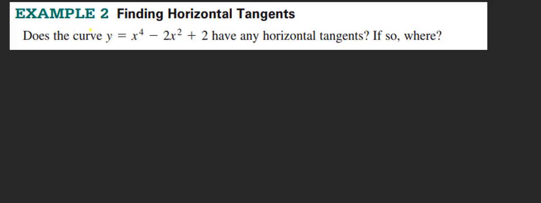Now let's take a look at this example, finding horizontal tangents. Does the curve y equals x to the fourth minus 2x squared plus 2 have any horizontal tangents? If so, where? Well, what do they mean by horizontal tangents? Let's say you have a function. You will have a horizontal tangent when the tangent line at a certain point has a slope of 0.